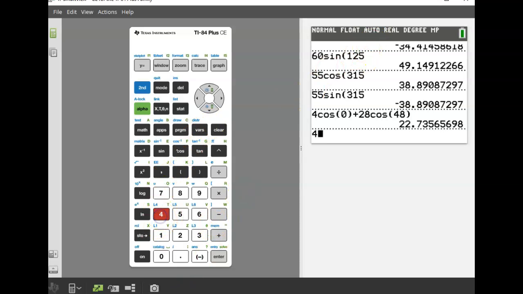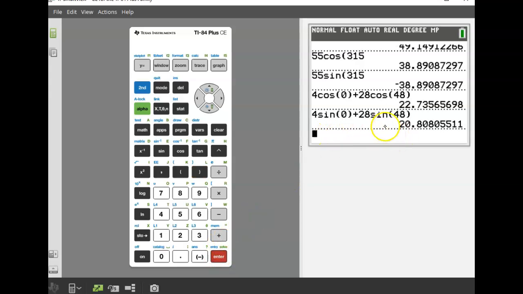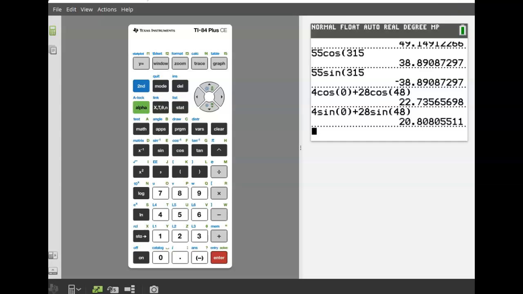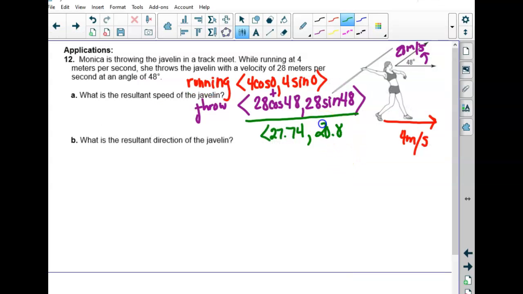And then we got to go back and do 4 sine. We're adding the y's now. 4 sine of 0, which should just be 0, plus, close your parenthesis, 28 sine of 48. Now, I got to tell you, on the quiz, students get the numbers backwards. They'll do 48 and 28. How do you know which one goes where? The one in the parenthesis is always in degrees. Yeah, 20.81. And this one was supposed to be 22.74, right?